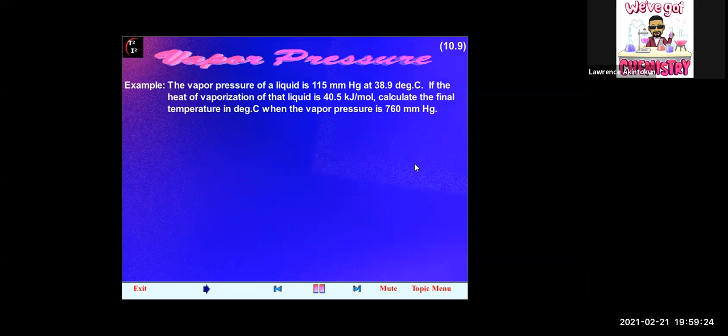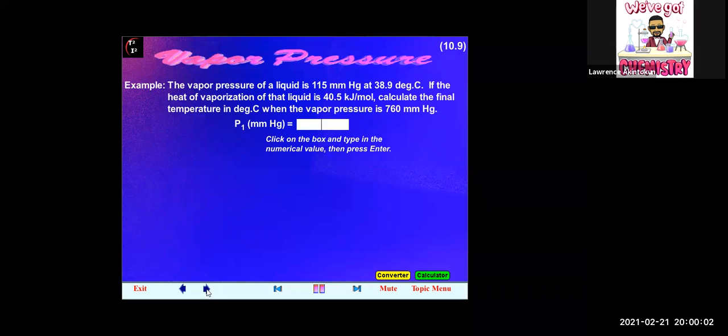Now, interactive section. Example: the vapor pressure of a liquid is 115 millimeters mercury at 38.9 degrees Celsius. If the heat of vaporization of that liquid is 40.5 kilojoules per mole, calculate the final temperature in degrees Celsius when the vapor pressure is 760 millimeters mercury. P1 in millimeters mercury equals. Now you have to look at the values you're given in the question just to collect your data. What is the P1 in the question? Plug in the number there.